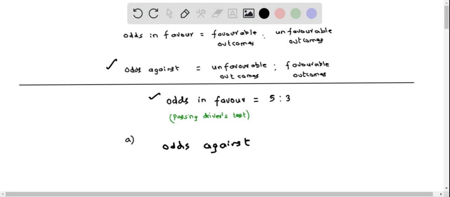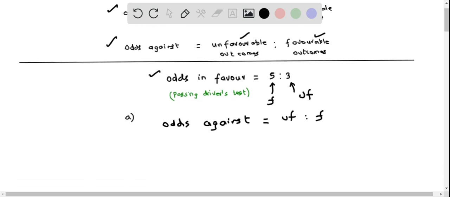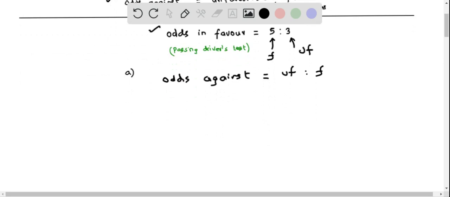passing driver's test. And this equals, let me indicate unfavorable outcomes as UF, and this is the ratio with favorable outcomes. Let this be indicated as F. Now we use this formula to determine the unfavorable outcomes and favorable outcomes, because odds in favor equals favorable outcomes is to unfavorable outcomes. And we are already given that odds in favor equals 5 is to 3. So this must be favorable outcomes, that is favorable outcomes is 5 and unfavorable outcomes equals 3.